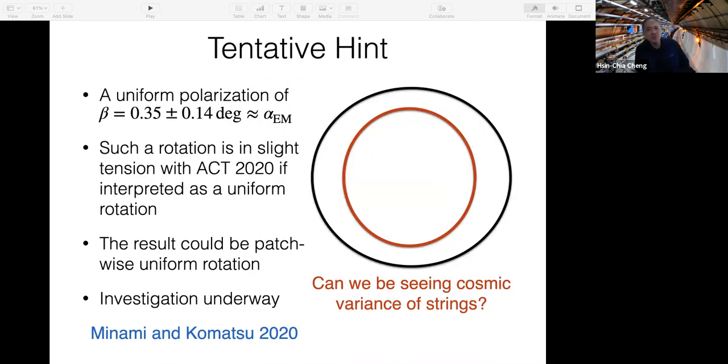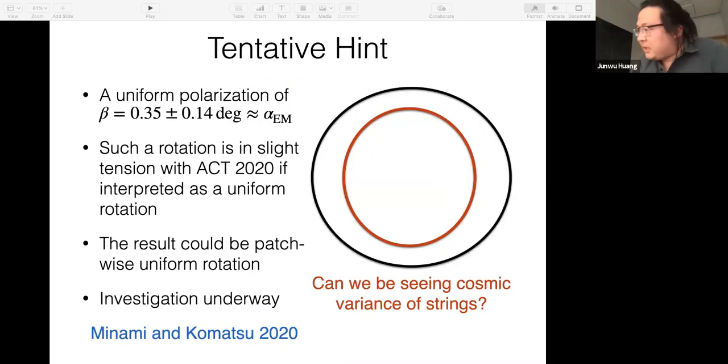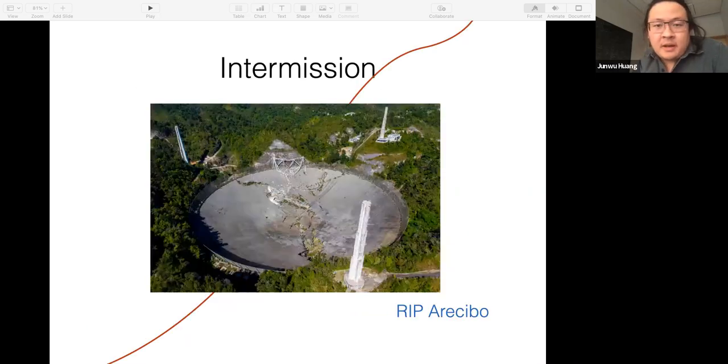Okay, so that's all I want to say about edge detection. Any questions? Okay, so let me move on.